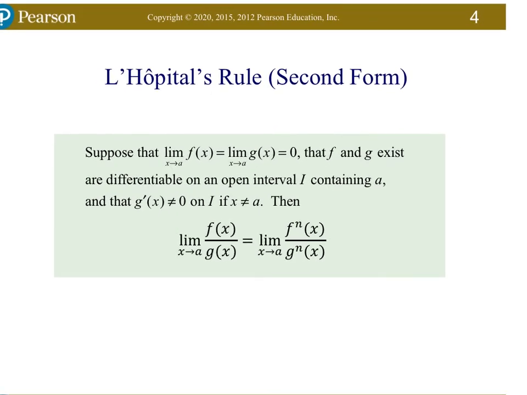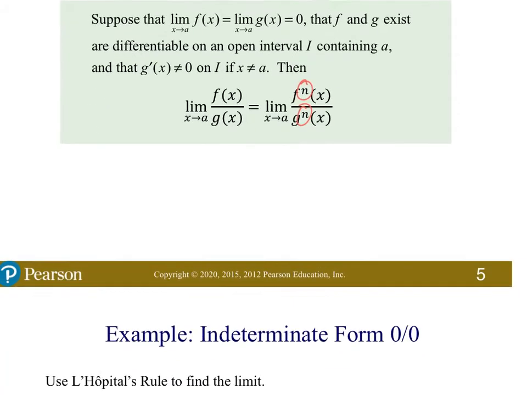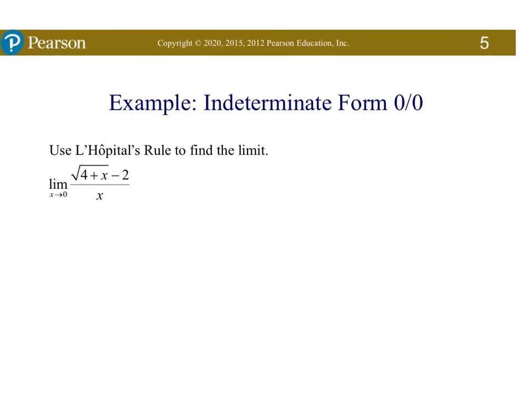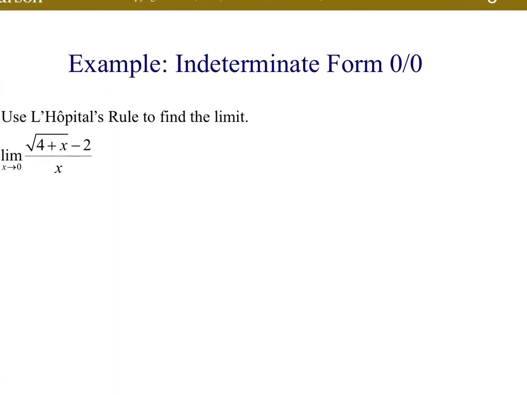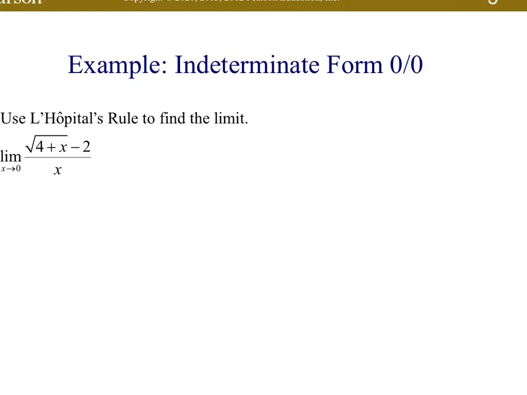So that's where this L'Hopital's rule second form comes in, where you've got f to the n. Okay, that is indicating repeated iterations of L'Hopital again until you don't get 0 over 0, till you get something else. You still have to verify that L'Hopital's rule is needed. You have to show that it's indeterminate.